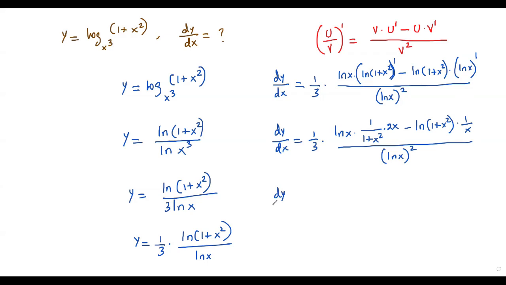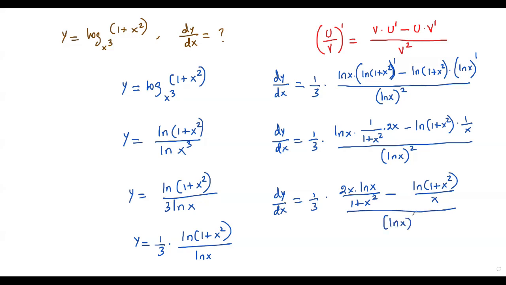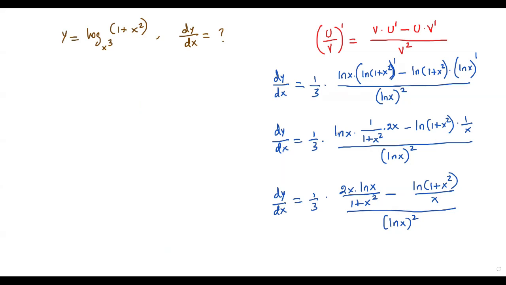Okay, so in the next step, dy over dx equals 1/3 times, so we can multiply this ln x times 1 times 2x, then I'm getting 2x times ln x over 1 plus x square, minus. When I multiply this by 1, I'm getting ln of 1 plus x square over x, and this complete expression has to be divided by (ln x) the whole square. Okay, let me erase the stuff over here and continue the process. Okay, we got the derivative.